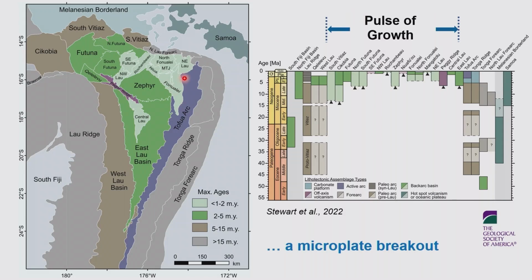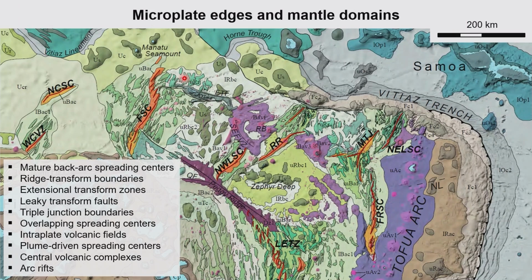So what's the relationship between microplates and assemblages? Microplates are easy to map on the modern ocean floor because each microplate, scale for 200 kilometers up in the corner there, is bound by a wide range of different mappable features: back arc spreading centers, ridge transform boundaries, extensional transform zones, leaky transform zones, triple junctions, overlapping spreading centers, plume-driven spreading centers. It goes on, and every color that you see here is demarcating about 7 microplates.